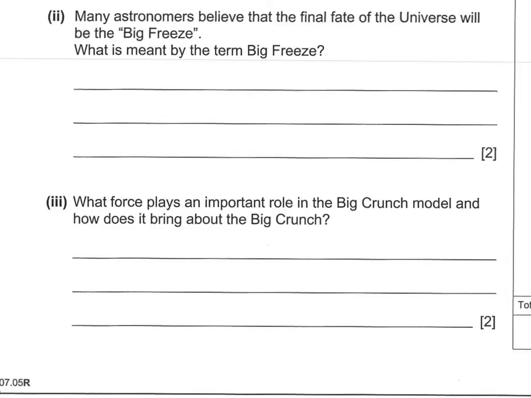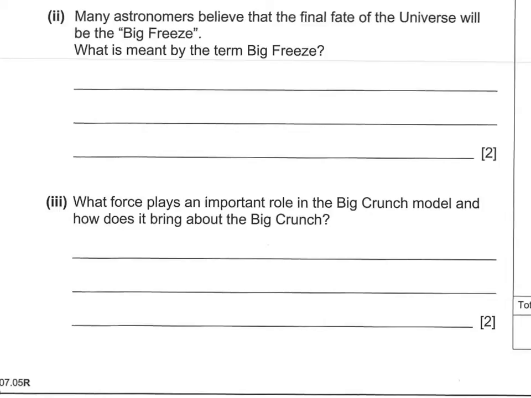Okay, so you're expected then to explain the big freeze and the big crunch in terms of what they mean for the fate of the universe. And the idea of the freeze is that the universe will just keep on expanding and gradually cool, which is why they call it the big freeze. And then the big crunch is where gravity is strong enough to bring the universe to a halt and send it gradually falling back on itself.